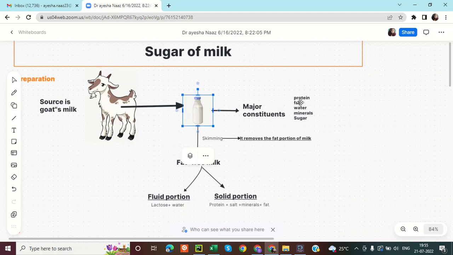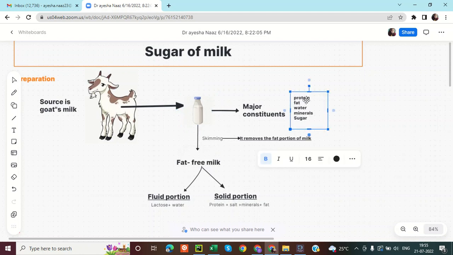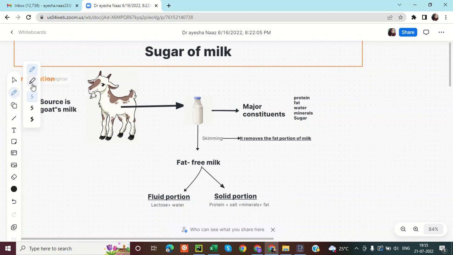What are the major constituents present in this goat milk? It is protein, fat, water, minerals, and sugar. So, what do we need for the preparation of the sugar of milk? We need this sugar only. For the preparation, we need only this sugar, so we have to remove all other things step by step.